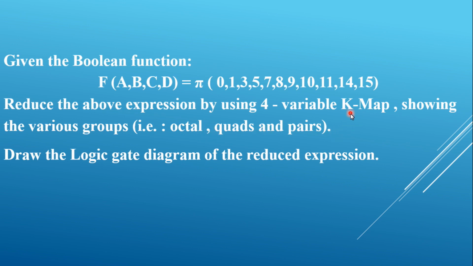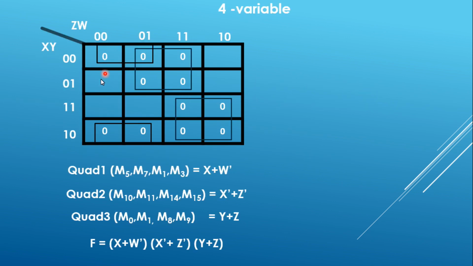Now herein you can see it is a POS form. So according to the term numbers, you are going to put zeros there. See, I have not put the ones in the remaining cells of this map. If I want to put, I can avoid it also, because all I'm bothered about here is the zeros. Right, so this is what I'm getting out of quad 1, 2 and 3, and this is the final expression which I'm getting.